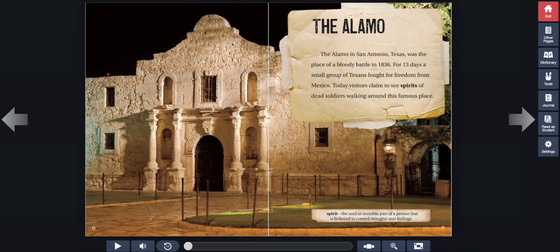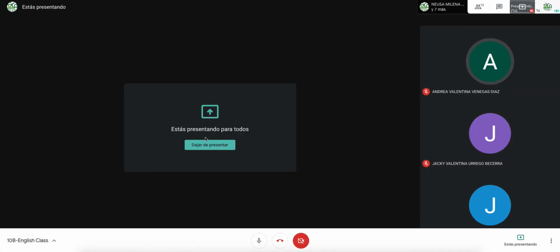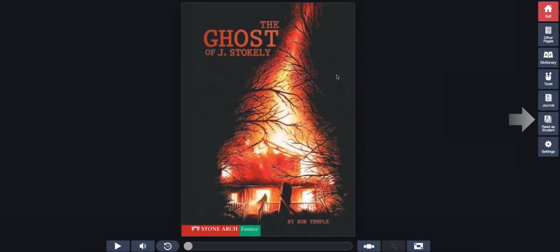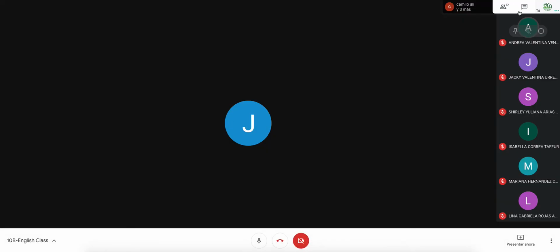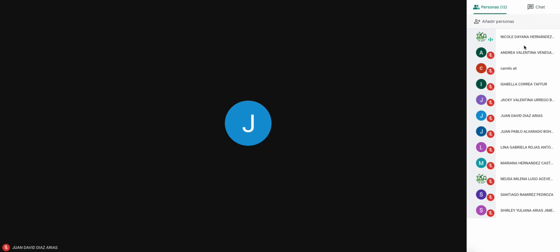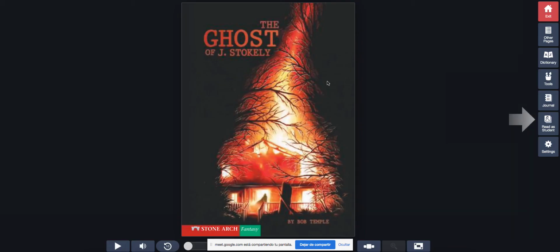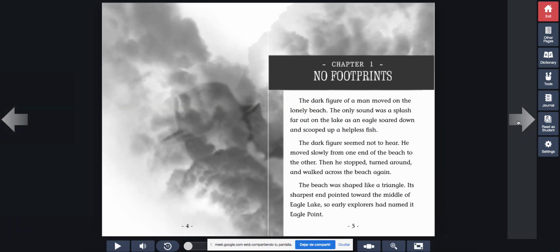So, darlings, this is the first story of the short book. Now we are going to begin with the huge book. So give me 1 second. And the one who is going to help me right now with the reading is going to be Juliana. Juliana Princess, are you there? Yes, teacher. So, my dear, I am going to show it to you again. So, darling, we are going to begin with this book. This book is called The Ghost of J. Stokely and is by Bob Temple, okay? So, darling, can you please help me reading this first part? Yes.